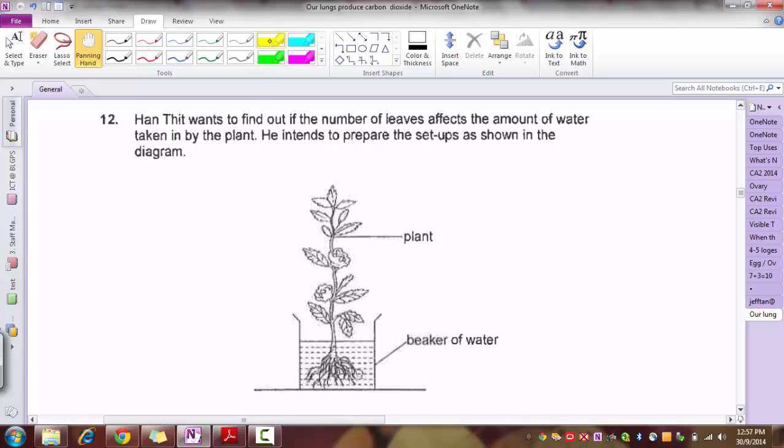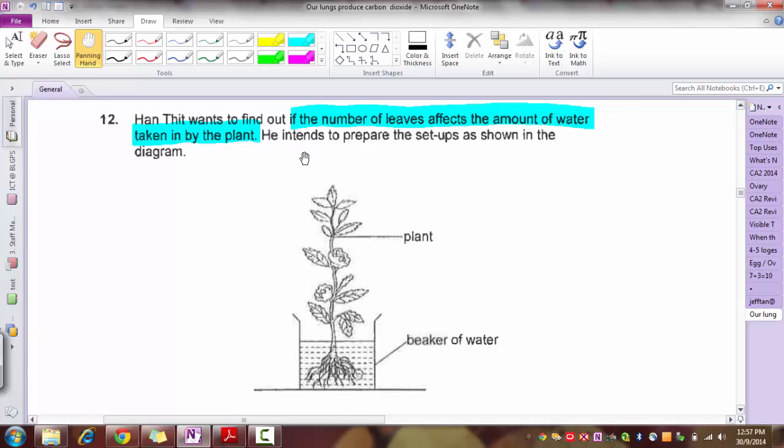So this person wants to find out. Now always highlight what he wants to find out. If the number of leaves affect the amount of water taken in by the plants. So that is his hypothesis, what he's trying to find out. Whether if I have more leaves, will more water be taken up, or if less leaves, less water taken up, sorry.